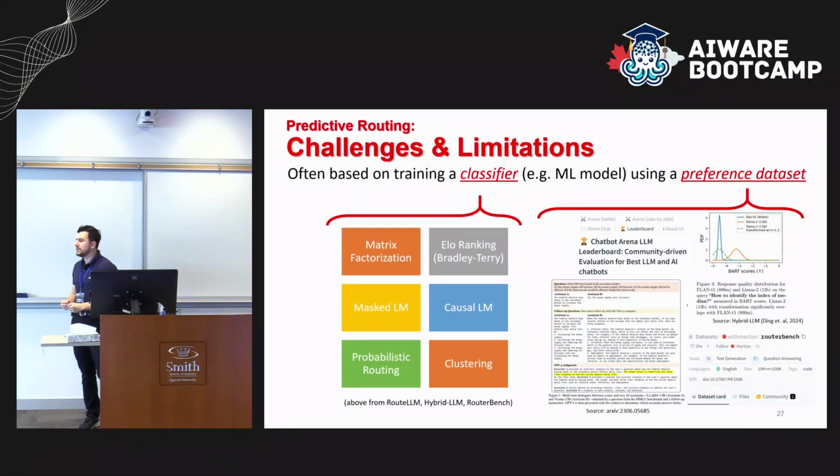And here we go, we're going into more challenges and limitations. As I mentioned before, they're usually based on training a classifier, which is an ML model, using a preference data set. On the left, we have all the different methods we discussed. On the right, we have the different preference data sets that have been used to train this. There's a bunch of different ones from different domains. Chatbot Arena is the one I mentioned, which is discussion-based. RouterBench is another data set which combines a bunch of different benchmarks together. But the point is, it's a very traditional ML problem.